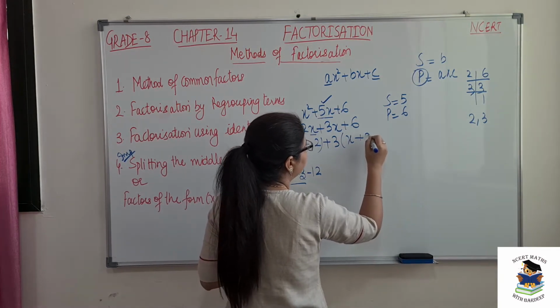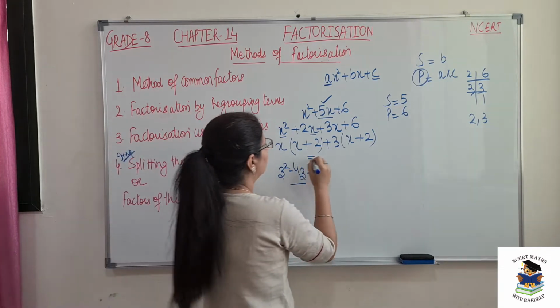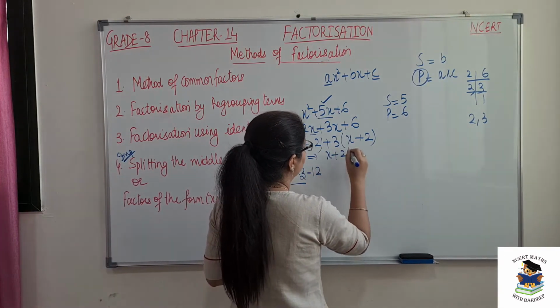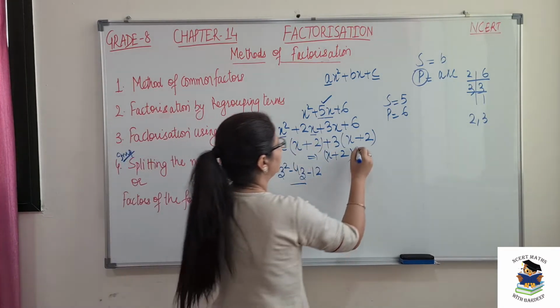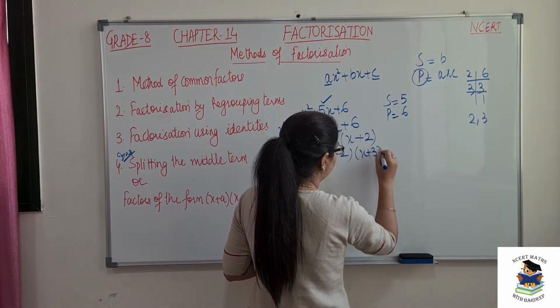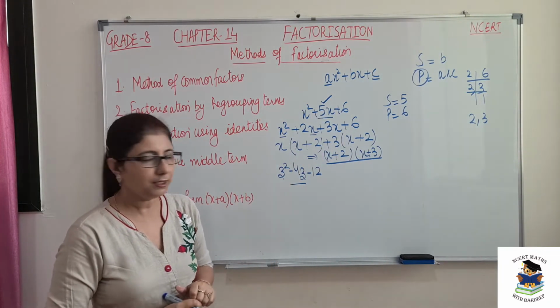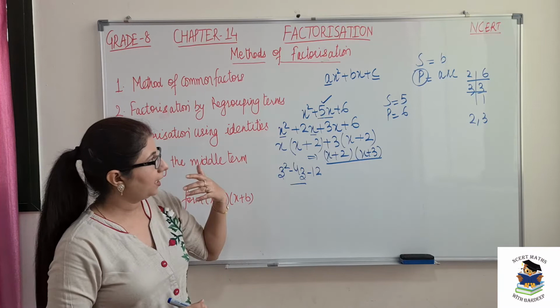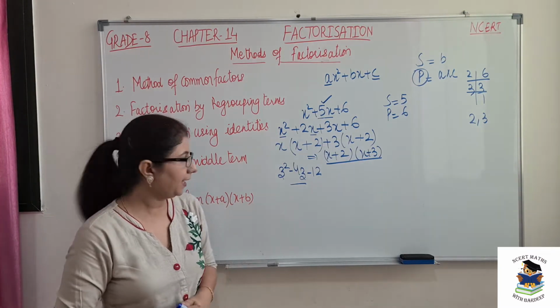So here it is, 3 plus 3 into 2 is 6. So x plus 2 is our common factor and x plus 3 is our second factor. So this is how we will factorize using splitting the middle term. But I want to explain with one more example in which the sign is negative.